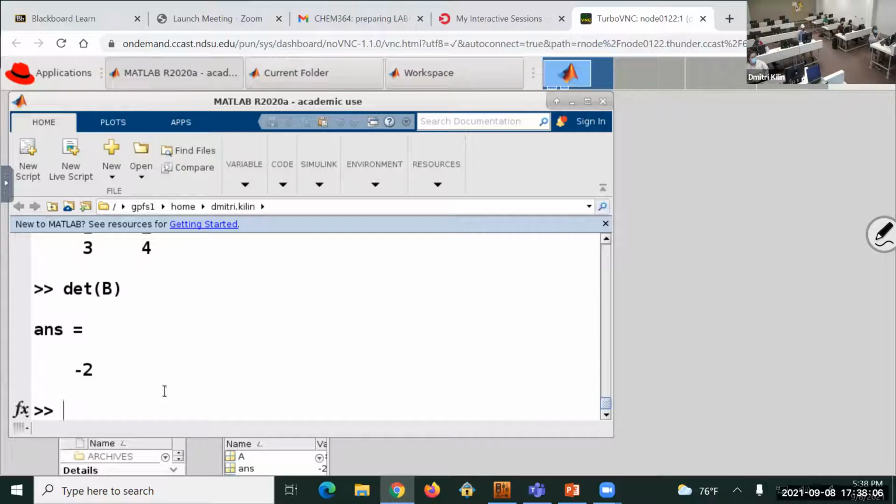And it means it's kind of a trivial matrix that doesn't need all this mathematical apparatus. Okay.